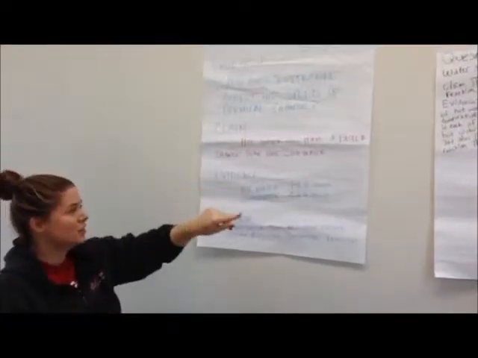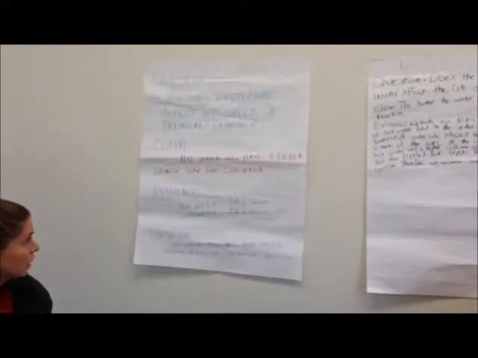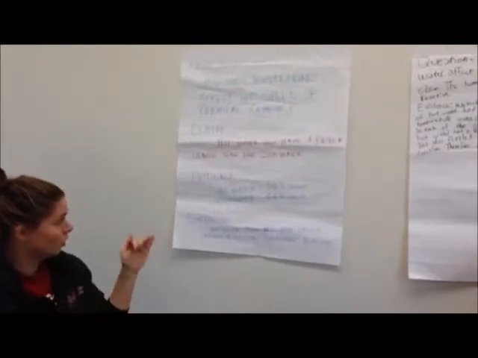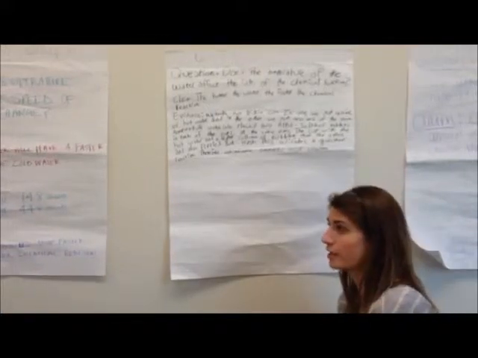Okay, group 1 and 2 did similar experiments. Group 1's question was, how does the temperature affect the speed of a chemical change? And their claim was that hot water will have a faster change than the colder water. And group 2's question was, does the temperature of the water affect the rate of the chemical change? And their claim was, the hotter the water, the faster the chemical reaction.